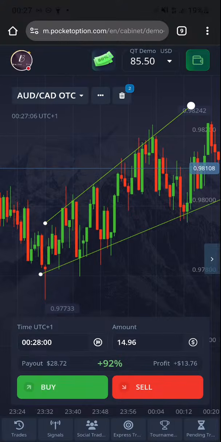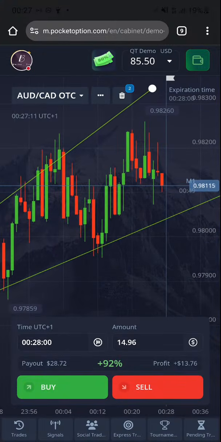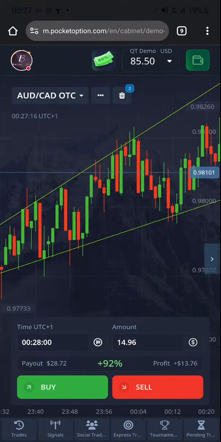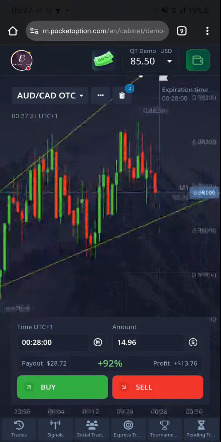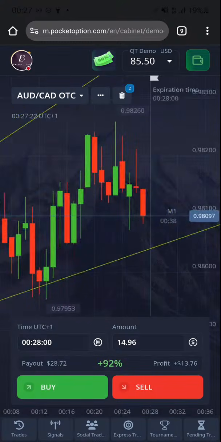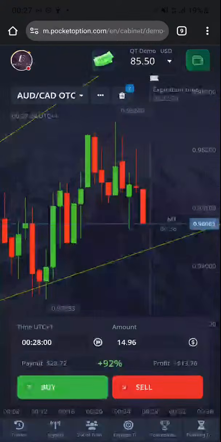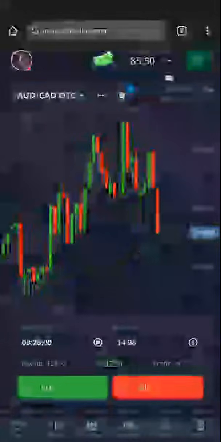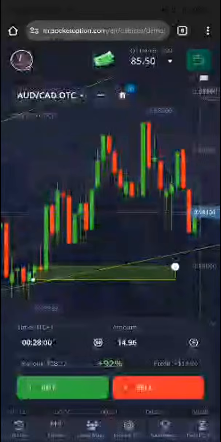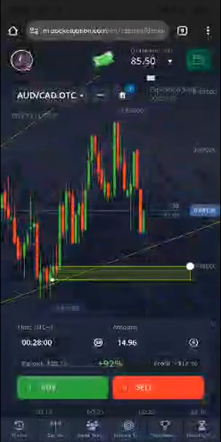You understand? Look at this. You connect all the sellers entry. You can see, so we can have this to the upside. So if price comes down into this area, 0.98 thousand, I'm going to take the trade right there. Now let me check entry. Okay, we have a 30 seconds demand here, so we can actually take this trade down here.